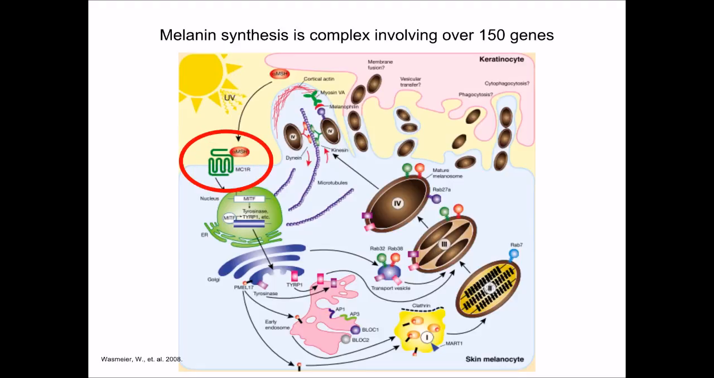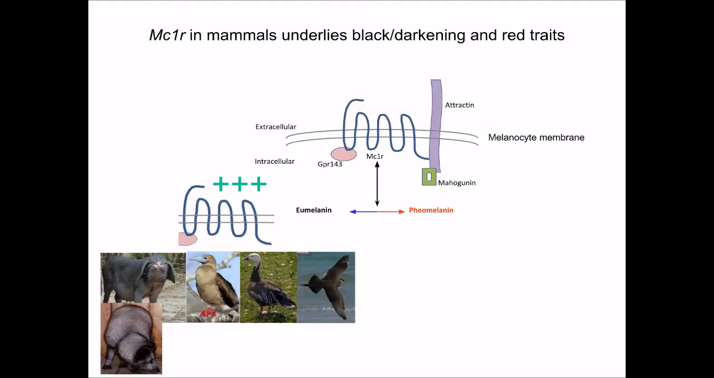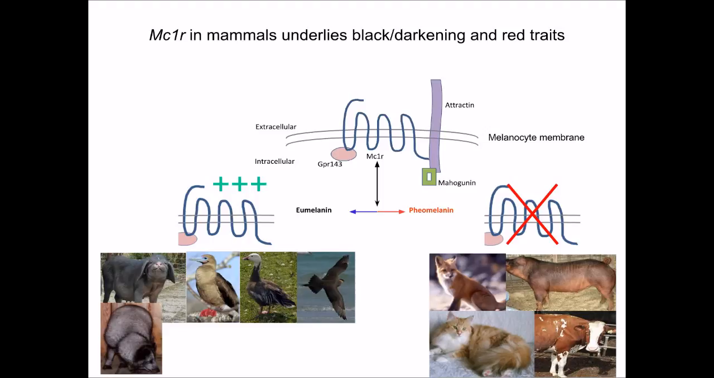I chose to work with MC1R, the melanocortin-1 receptor, because it has been shown in several vertebrates to be involved in red pigmentation. It sits on the membrane of the melanocyte and directs the pigment synthesis toward black pigment, eumelanin, or red pigment, pheomelanin. When it is hyperactivated, it causes black pigmentation. When it is inactivated, it causes red pigmentation.